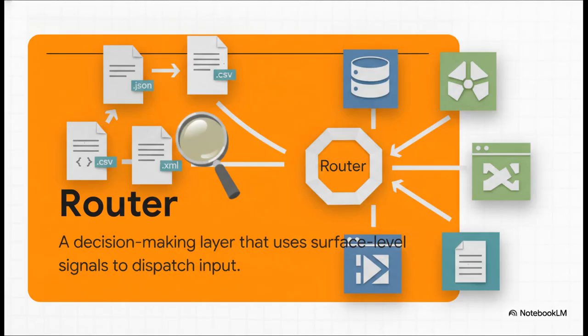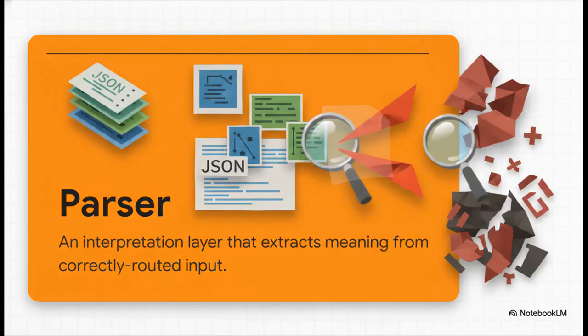Let's formally define these roles. First, the router. The router is essentially a dispatcher. It asks one really basic question. Given this input, which parser should I send this to? It does not understand the deep content of your file. It just looks at really shallow surface-level signals, like a file extension ending in .json or an HTTP content type header.